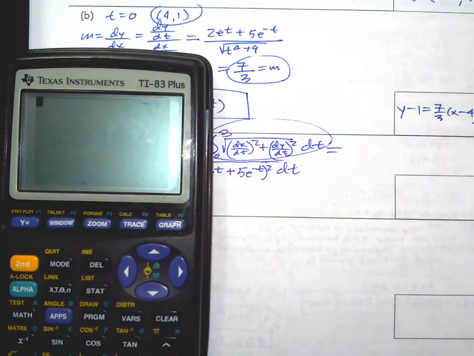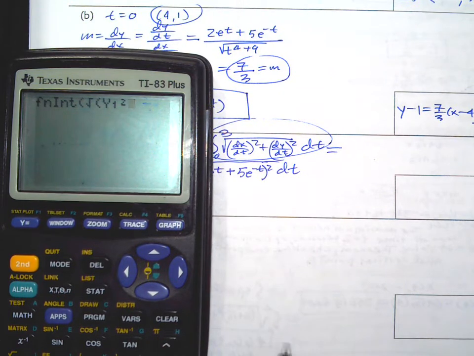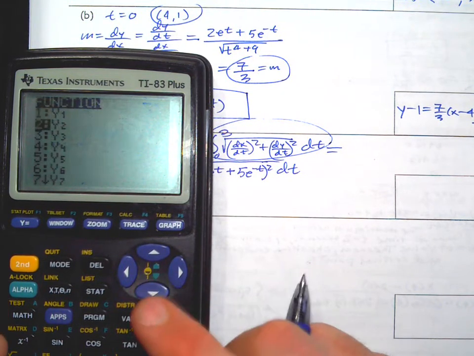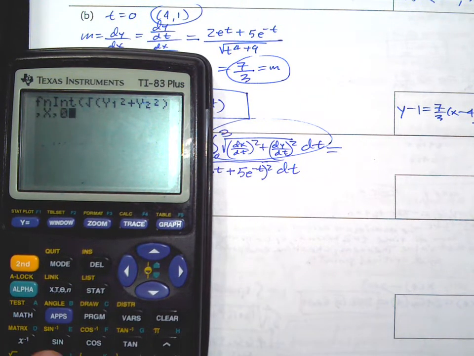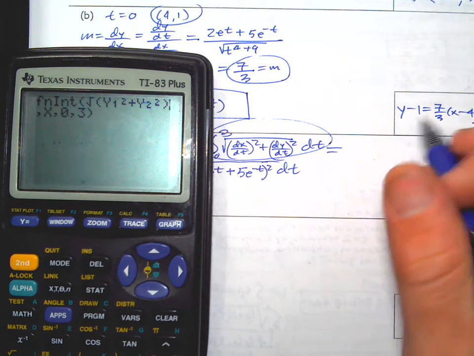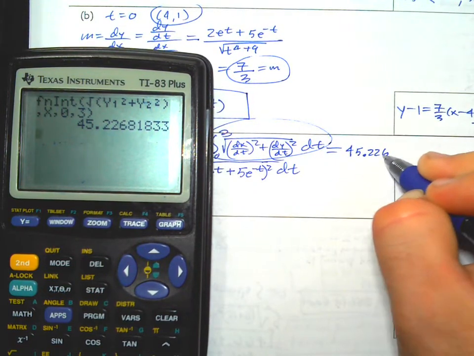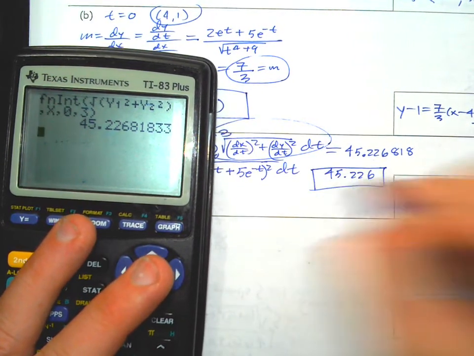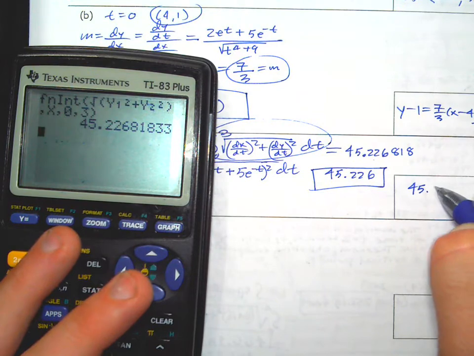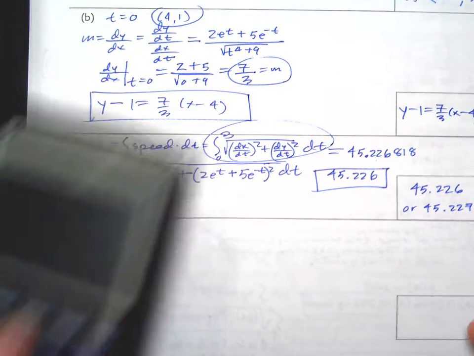So we're going to do math 9, square root, vars, y vars function, y1 squared, plus vars, y vars function, y2 squared, close the square root, comma x, comma 0, comma 3, and we get 45.226818. So 45.226, or 45.227 if you want to round. No units on this problem.